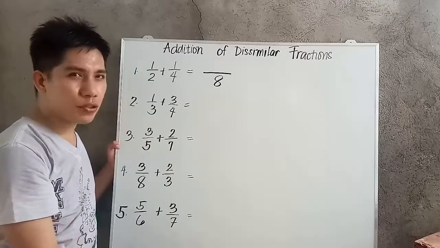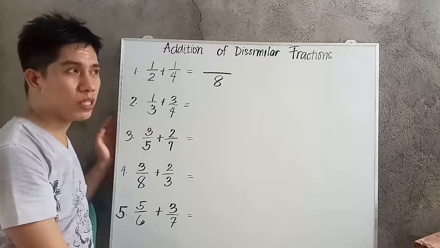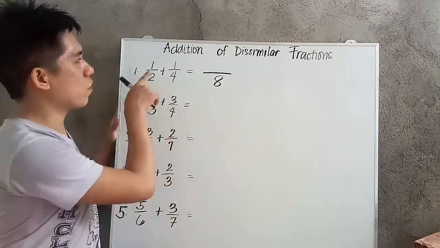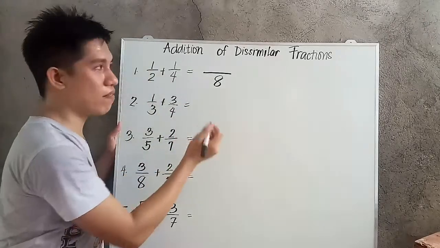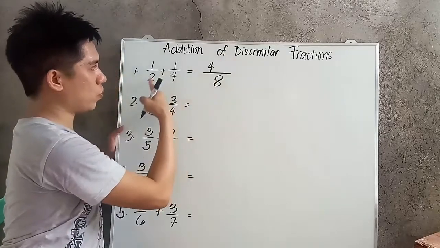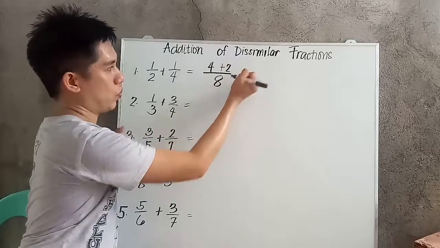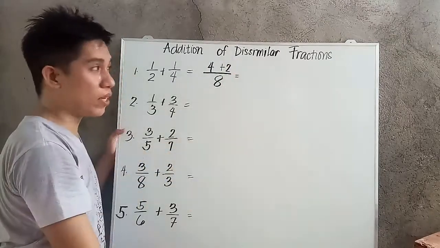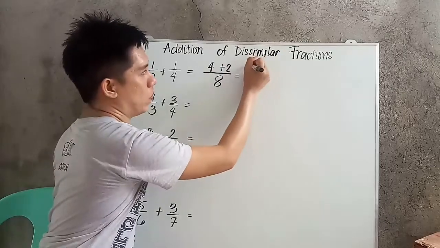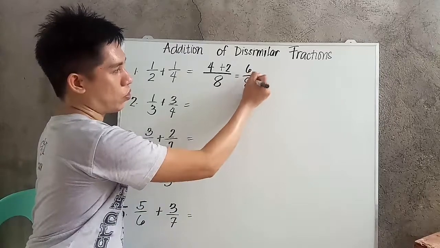fraction. After the cross multiplication, we are going to add the results. 1 times 4 is 4. Then 2 times 1 is equal to 2. After getting the products, we add the results: 4 plus 2 is equal to 6. And the denominator we will just copy.